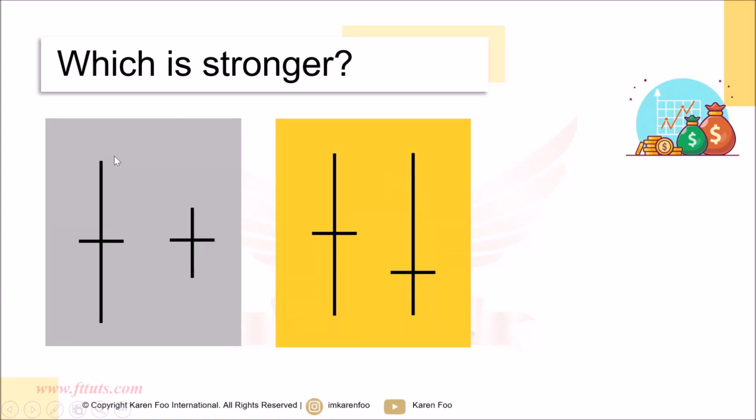So the thing is, how do you determine if the shadow wick is long or not? Because length is quite subjective and quite relative. You need to compare the length of the shadows with the previous candles. So if you see that the previous candles are very small with very small wicks, then you can say that this candlestick pattern is very long in a way, or very strong. So it depends on the previous candles.